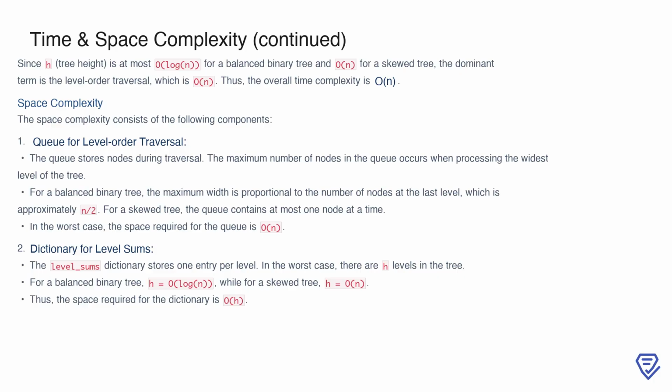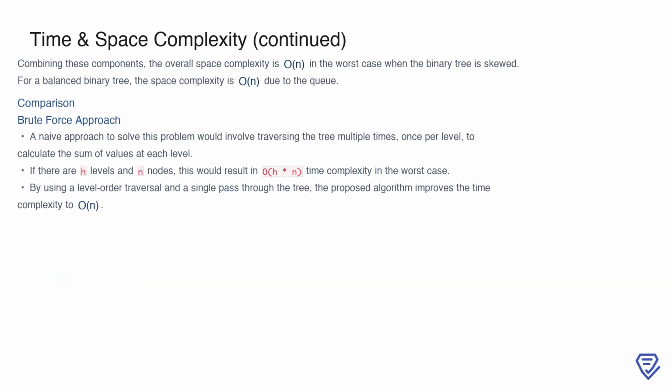The second component is the level_sums dictionary. This dictionary stores one entry per level, with the number of levels being h. For a balanced tree, h is O(log n), while for a skewed tree, h is O(n). Hence, the space required for the dictionary is O(h). When we combine these components, the overall space complexity of the algorithm is O(n) in the worst case, such as when the binary tree is skewed. For a balanced binary tree, the queue remains the dominant factor, leading to a space complexity of O(n) as well.